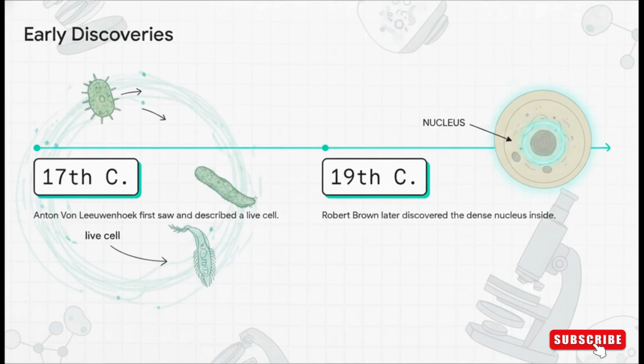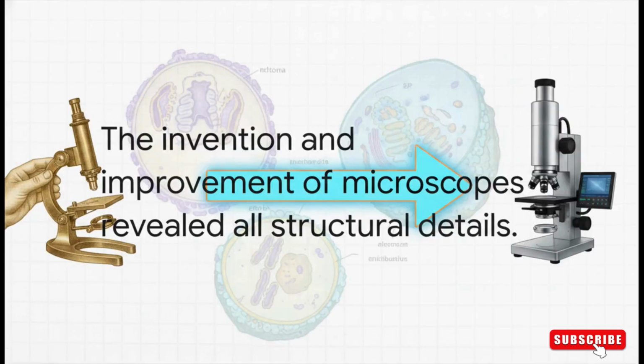Later down the line, we have Robert Brown, who looked much deeper inside the cell and discovered that dense, membrane-bound structure we all know as the nucleus. This brilliantly shows how our understanding of biology is built layer by layer by curious, observant scientists. But let's be real for a second. Hooke, Leeuwenhoek, and Brown didn't have magical, superhuman vision. Their discoveries were entirely dependent on technology.